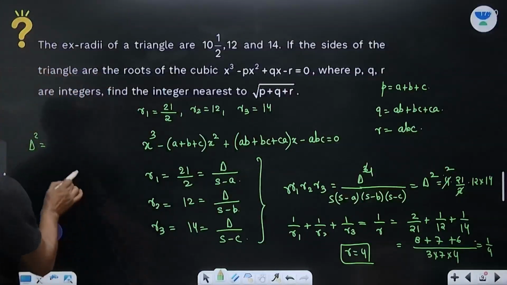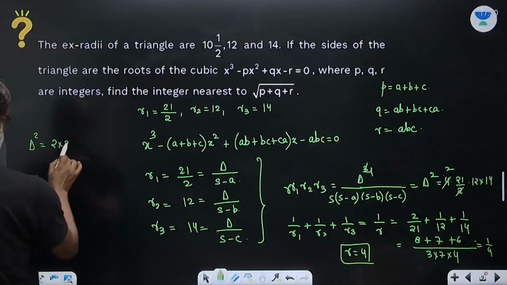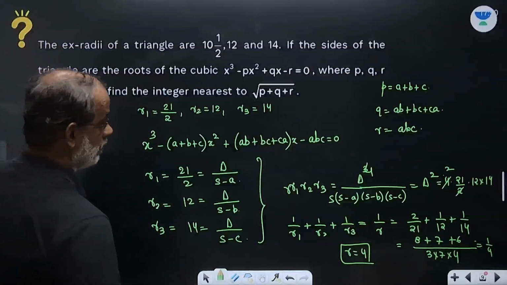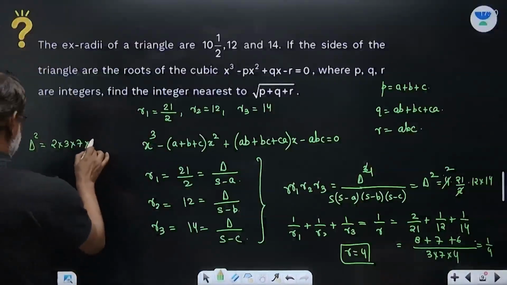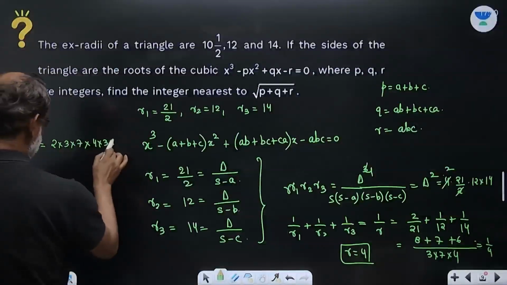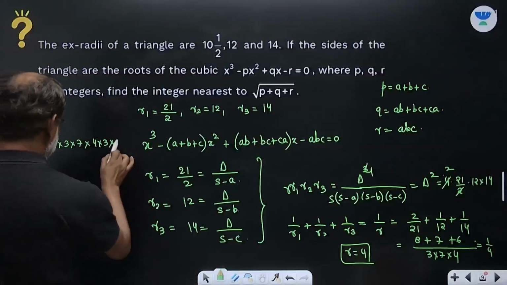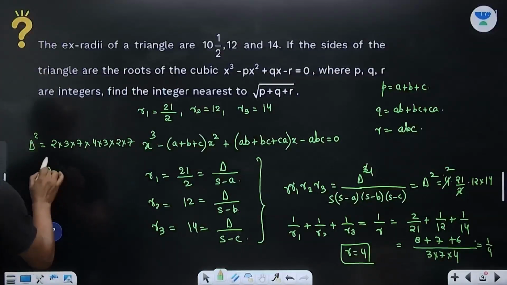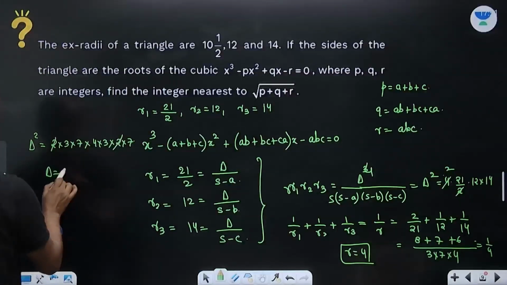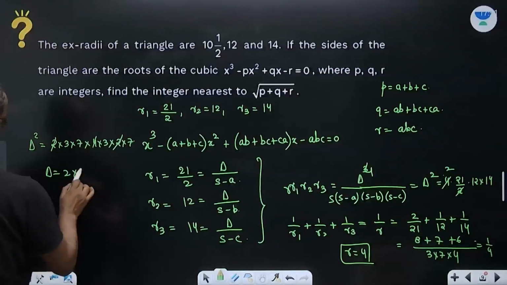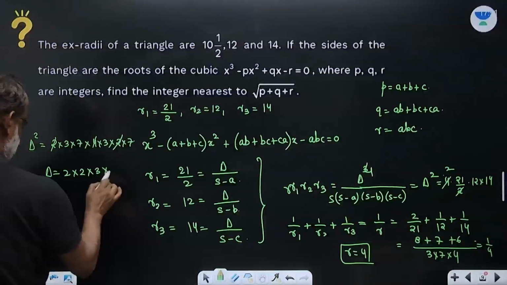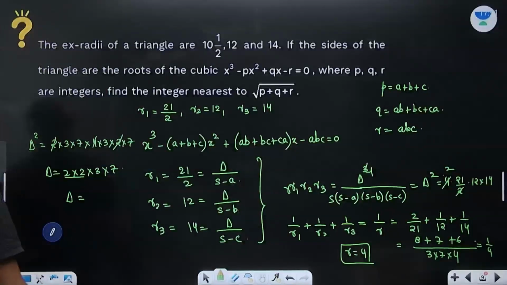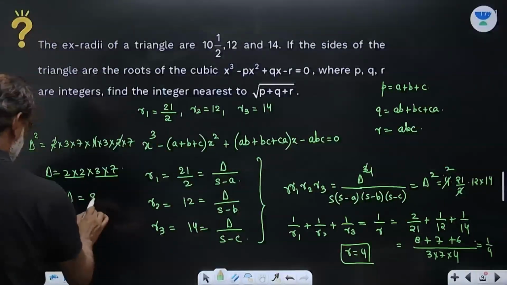2 into 3 into 7. 12 is 4 into 3 and 14 is 2 into 7. So, what is delta? 2, 2, 3, 7. So, delta is 4 into 21, 84.